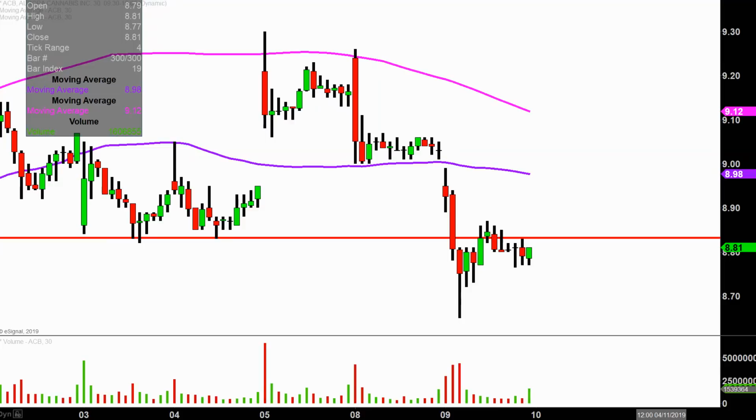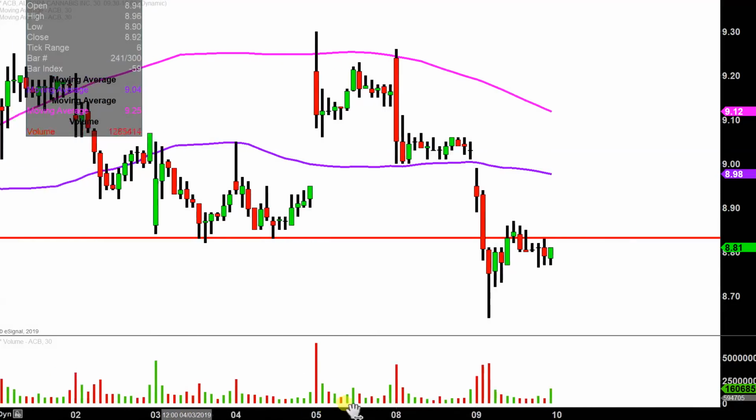If the price can push up through there, the next key level after that would be the purple line, which is the 50-period moving average. But as far as the initial bridge that needs to be crossed, that is down there at that red line before you start talking about doing battle with that 50-period moving average right there. Now, what about levels of support?